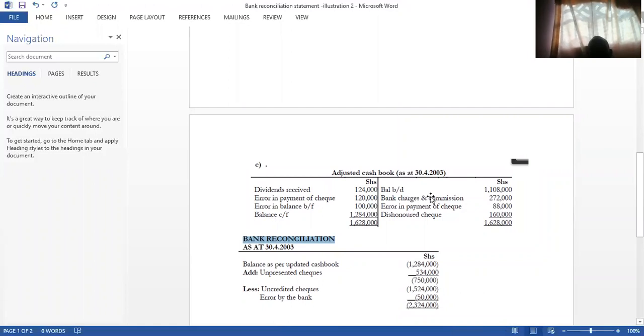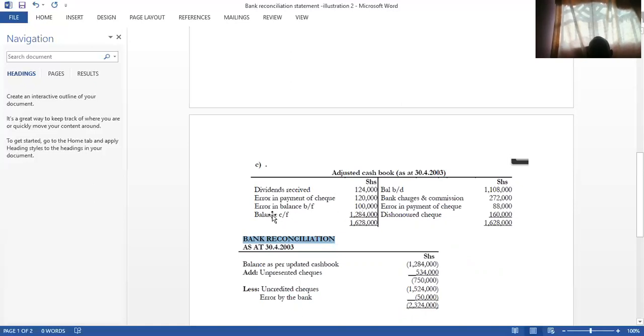Bank charges were missing in the cash book. That's why they have been included here. Then we have got the error in the payment of the check, which is supposed to be here. And then the dishonored check, we have said it's supposed to come here. Dividends received, those are receipts which are supposed to be captured here. Error in the payment of check, which is supposed to be here. And error in the balance brought forward of 100,000 is supposed to be captured here.